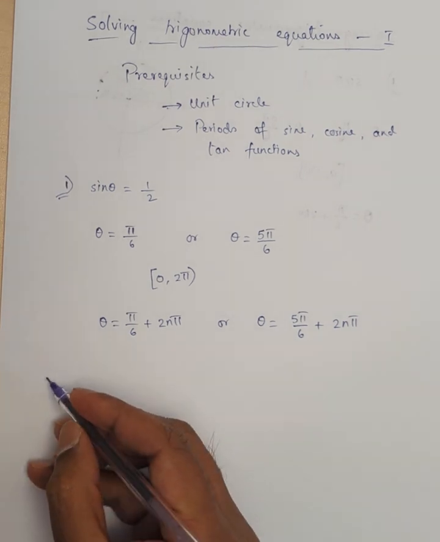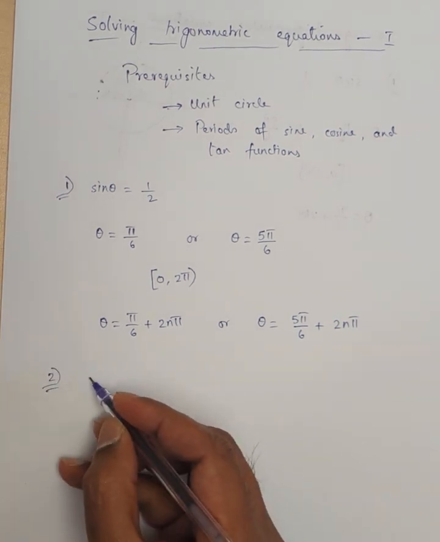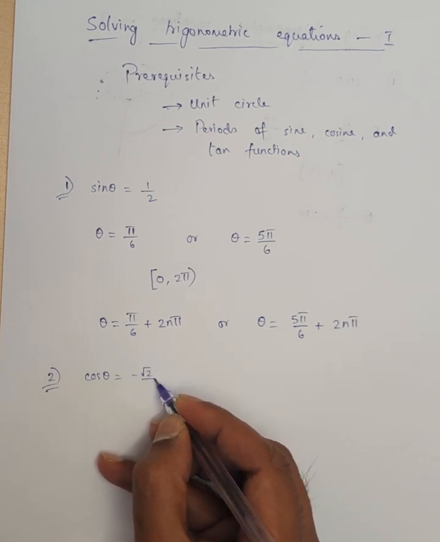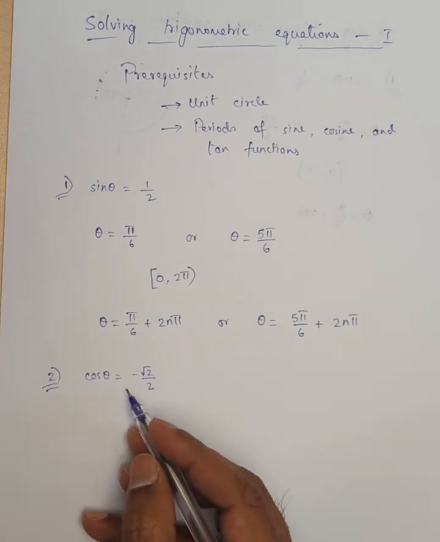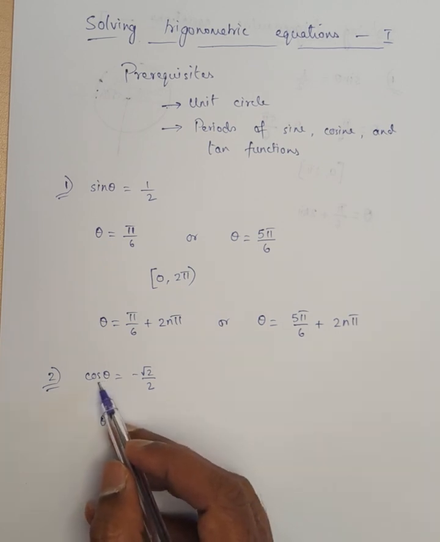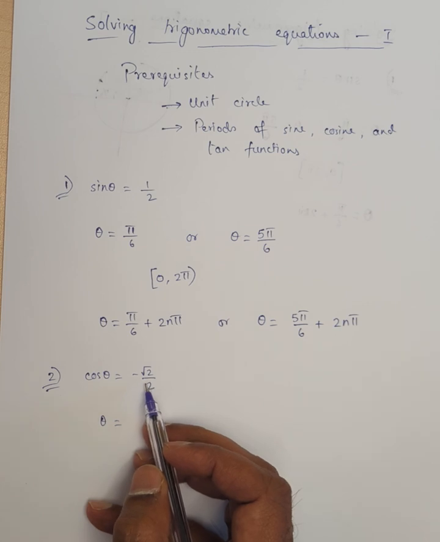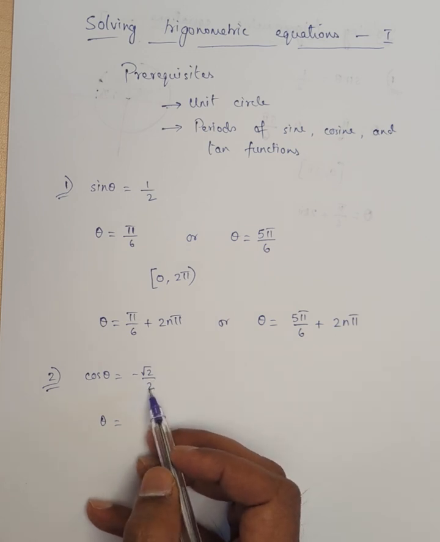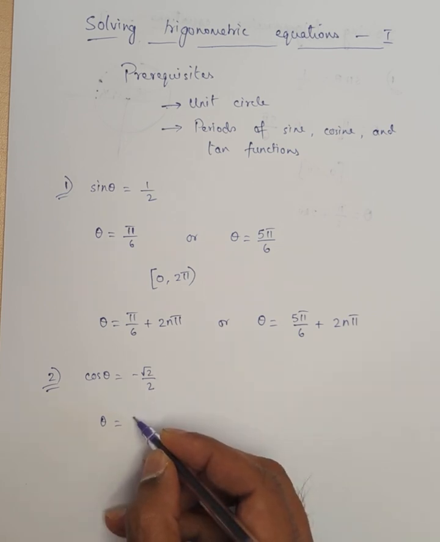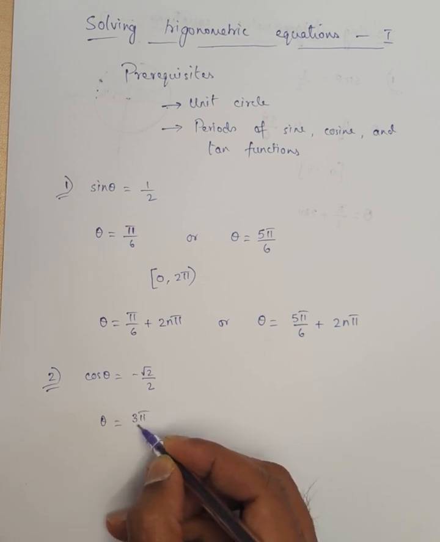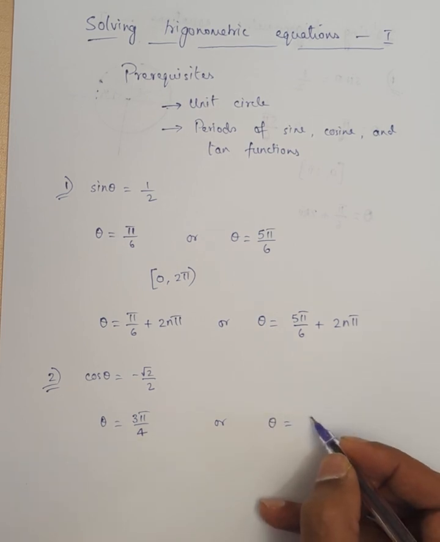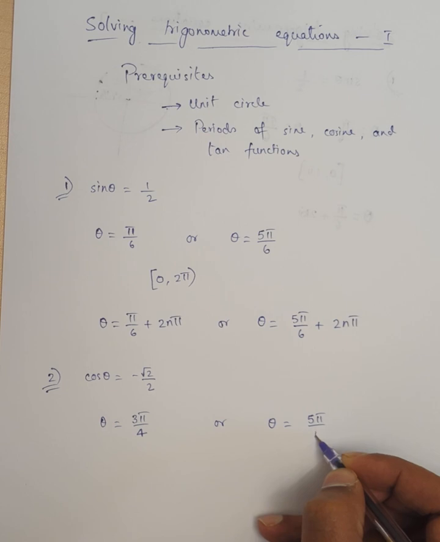All right, let's look at one other example. Say cos theta equals negative root 2 over 2. Now, from the unit circle, we can find out what theta is. So cos is the x value, and x is negative in the second and third quadrants. And from the unit circle, we know that root 2 over 2 corresponds to 3 pi over 4. And then there is one in the third quadrant, which is 5 pi over 4.